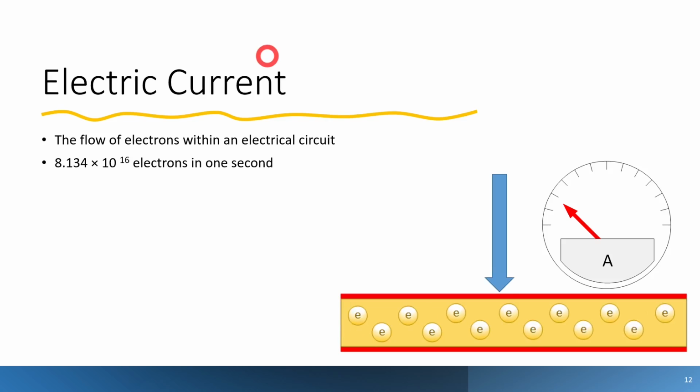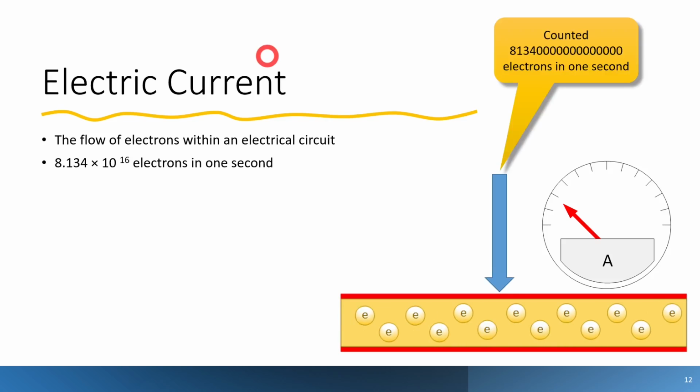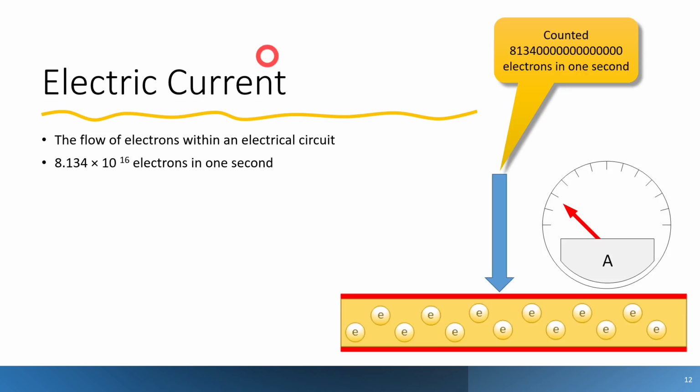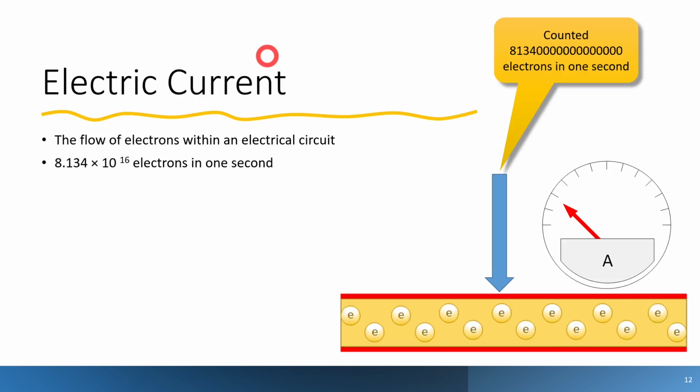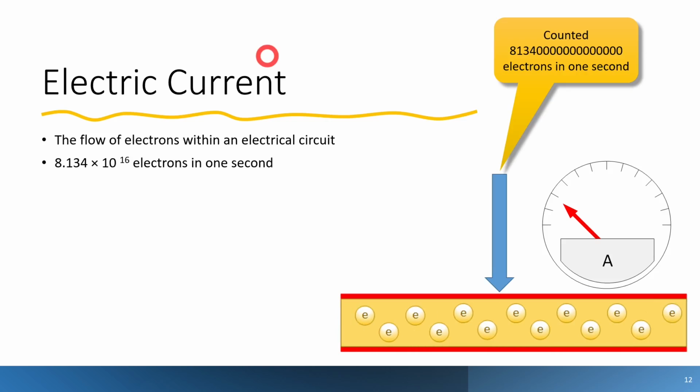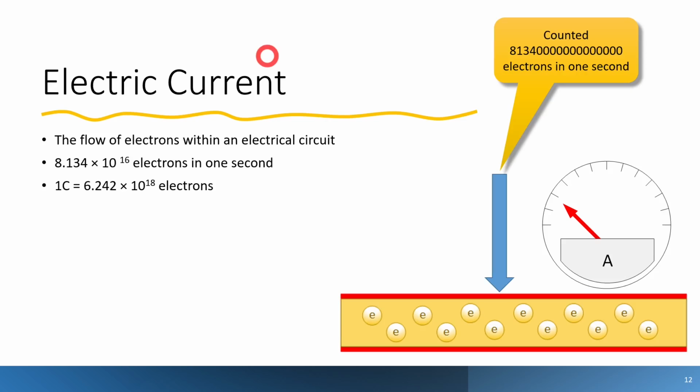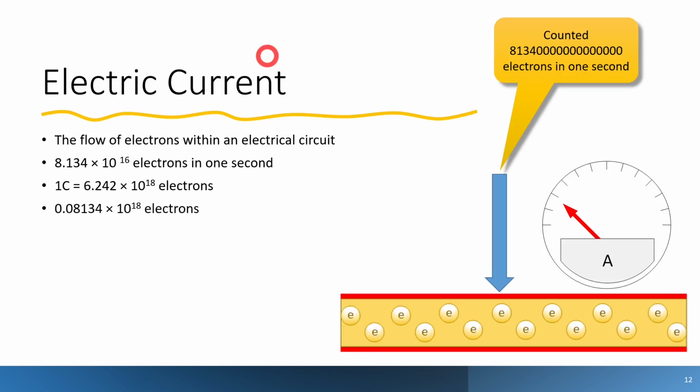If we had our reference point here, and we're counting per second that we have 8.134 times 10 to the 16th electrons moving by that reference point every second. What would that calculate to in amperes or amps? Well, we know that 1 coulomb is 6.242 times 10 to the 18th electrons.